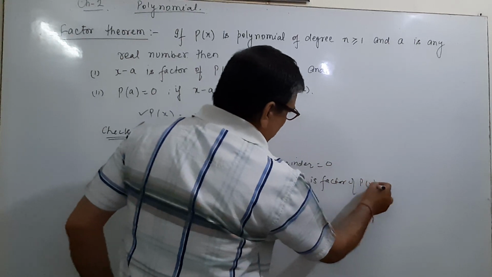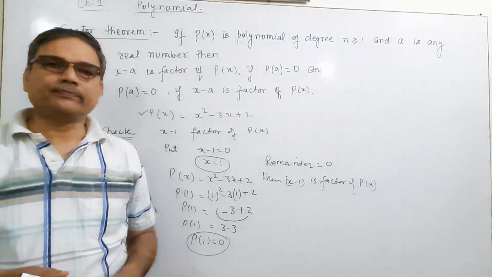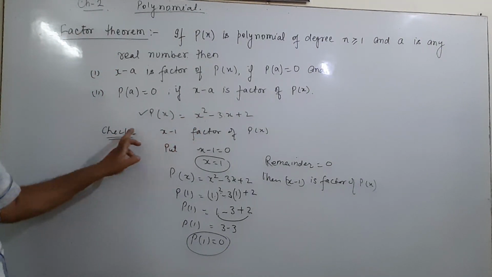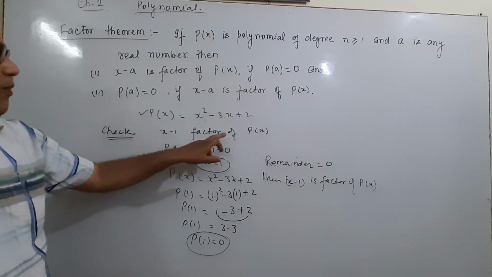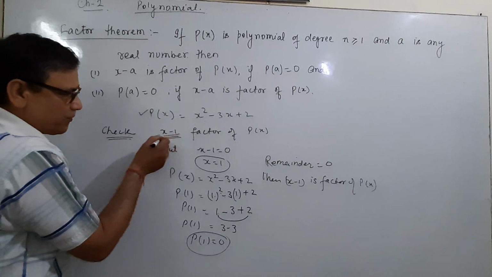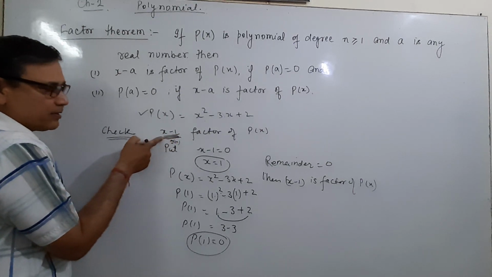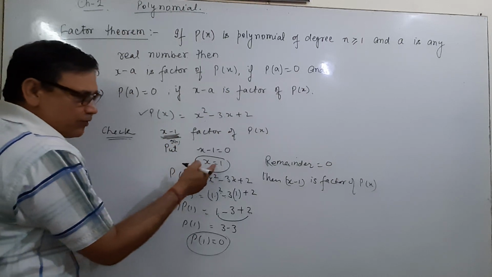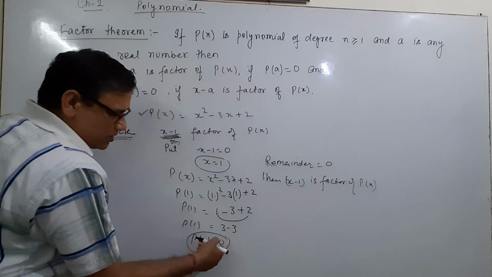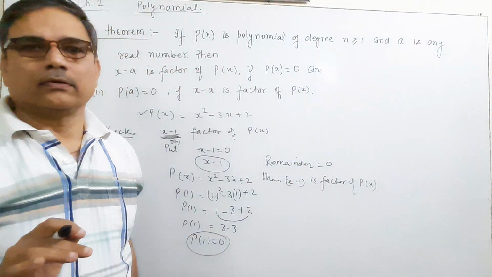Why is x minus 1 a factor of p(x)? Because the remainder is 0. We have to check whether x minus 1 is a factor of p(x), so put x equal to 1. The factor, which is g(x), we generally call the divisor. We put it equal to 0, then find the value of x, and put that value of x in p(x). If the remainder is 0, then it is a factor, otherwise it is not a factor.